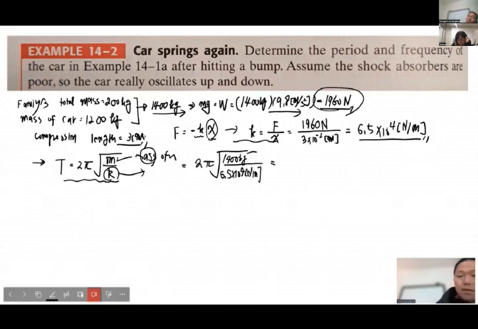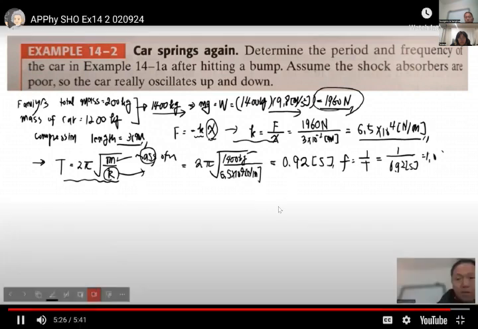So from that, the period should be 0.92 second. All right. And as you know, the frequency has an inverse relationship with the period. So that is 1 over 0.92 second, which corresponds to 1.09 hertz. That's the answer for this example.